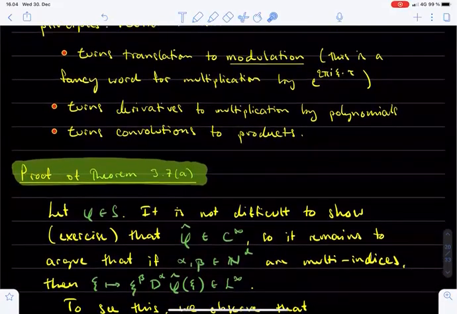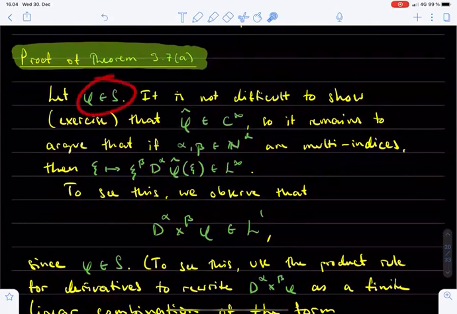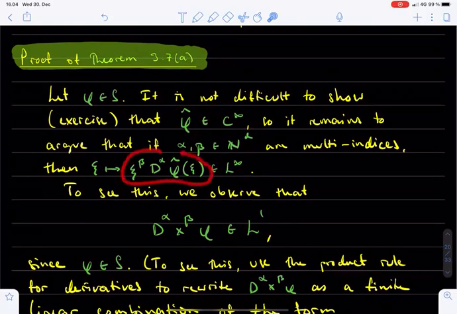We can now prove part A of theorem 3.7. Let phi be a Schwartz function. We claim that the Fourier transform hat phi is also a Schwartz function. As we already mentioned while discussing proposition 3.8, it takes a bit of effort to show that hat phi is infinitely differentiable, but we leave this as an exercise. So all that remains is to show that all derivatives of hat phi and all products of hat phi with polynomials are L infinity functions.